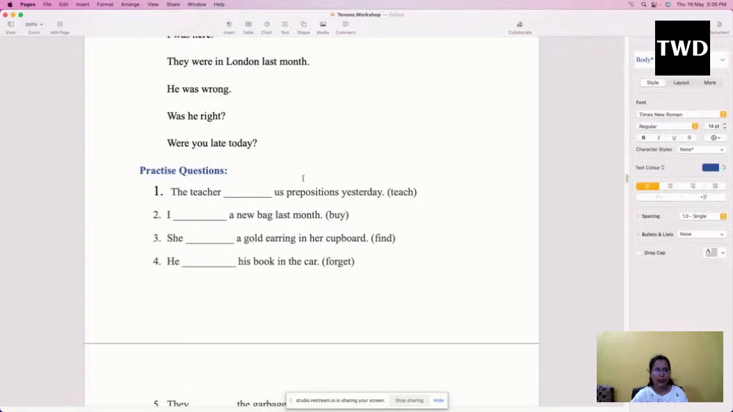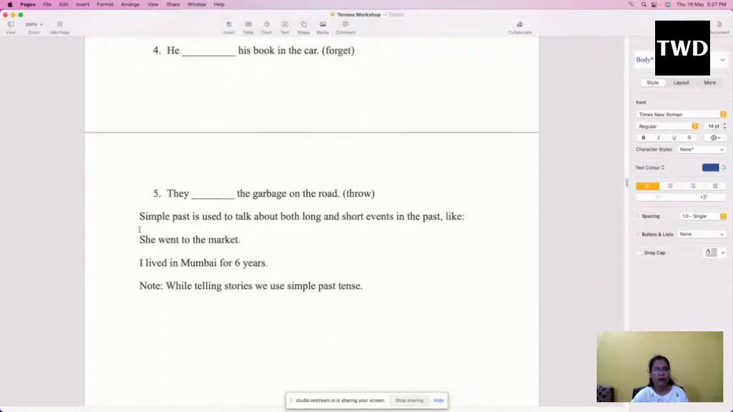Again, we have got some practice questions here. The teacher dash us prepositions yesterday. I think it is very easy if you know the V2 form of the verb. The teacher taught us prepositions yesterday. The past tense of teach is taught. So just think about what would be the past tense of buy, of find, of forget, and do all these sentences. Same here also, I have got one question. What is the past tense of throw? You have to write it here.